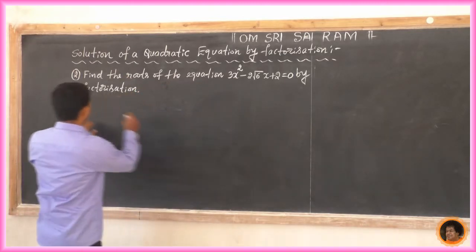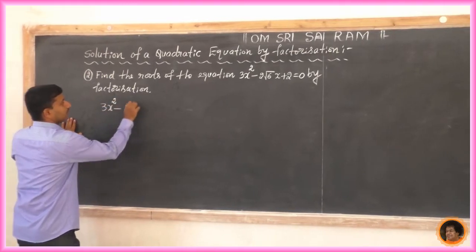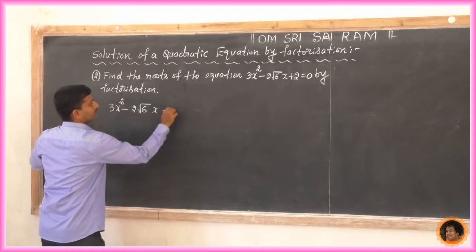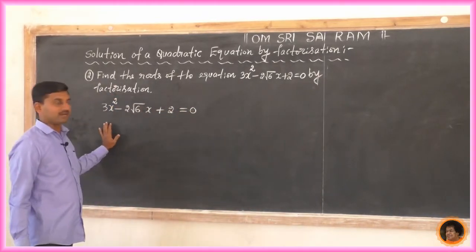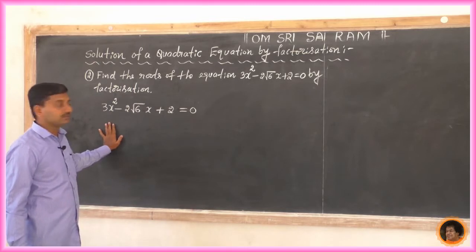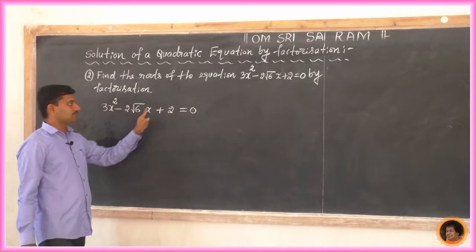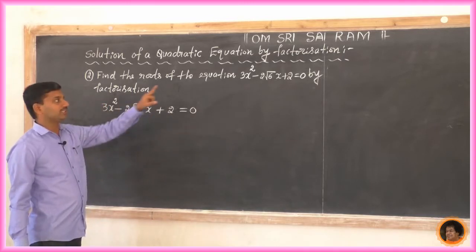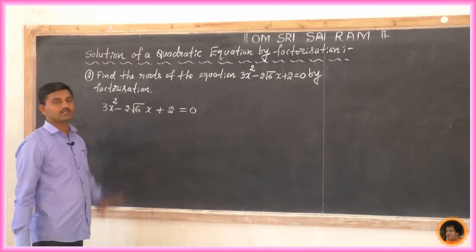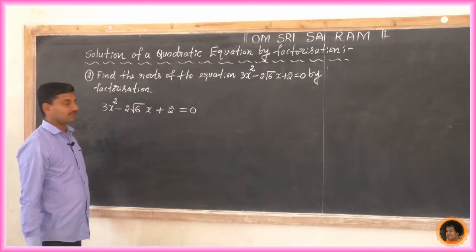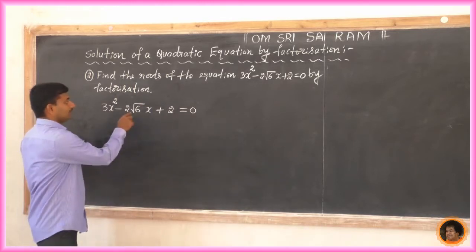So the given equation is 3x square minus 2 root 6x plus 2 equal to 0. So what is the first step? By factorization method, write the given equation in the form of ax square plus bx plus c equal to 0. The given equation is already in that form. What is the next step? Factorize the middle term or resolve the middle term.